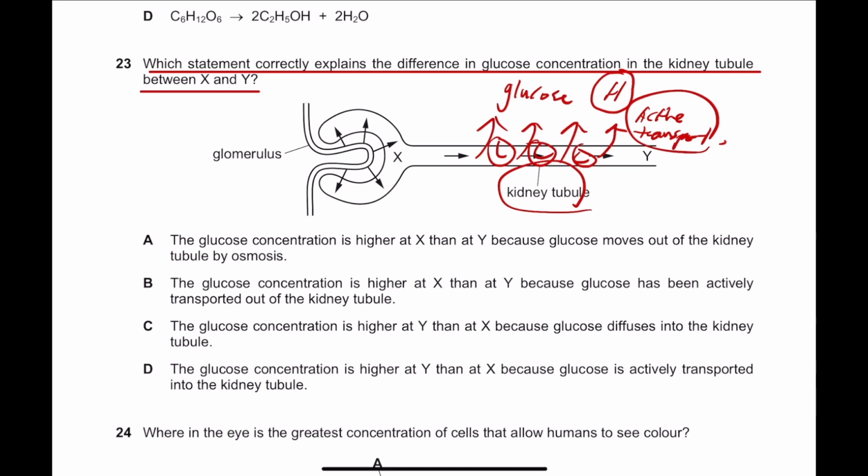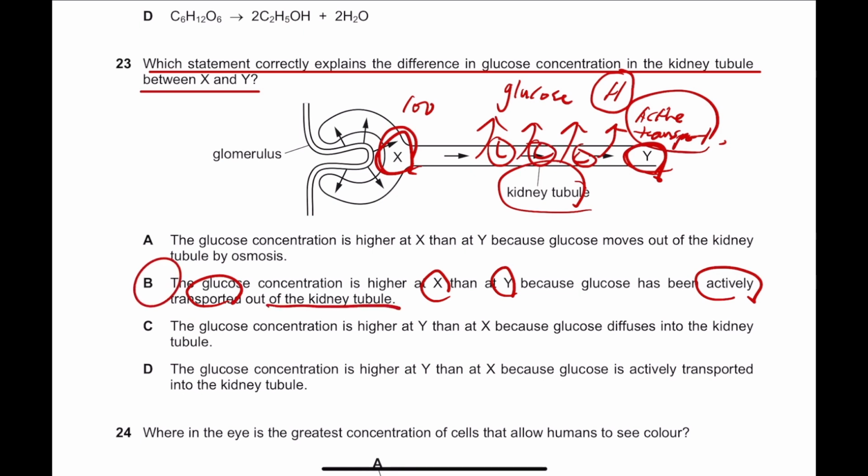So the glucose concentration should be higher in X than Y, because if there is, let's say, 100 glucose molecules, then almost all of them get reabsorbed, and Y has almost no glucose molecules. So the glucose concentration is higher at X than at Y, because glucose has been actively transported out of the kidney tubule. So B is the right answer for this. Okay?